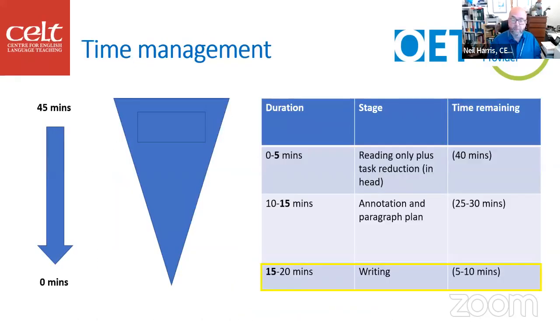Okay, so that then leaves you with, I would suggest, between 15 and 20 minutes to write the letter itself. This should be quite easy for you now. You know what you're going to include from the task reduction and from highlighting or annotating the paper case notes. You know the order of the information and what paragraphs to put it in. Now you can really focus on writing the best possible language that you can. And remember, keep it clear, keep it simple. This isn't an academic letter.